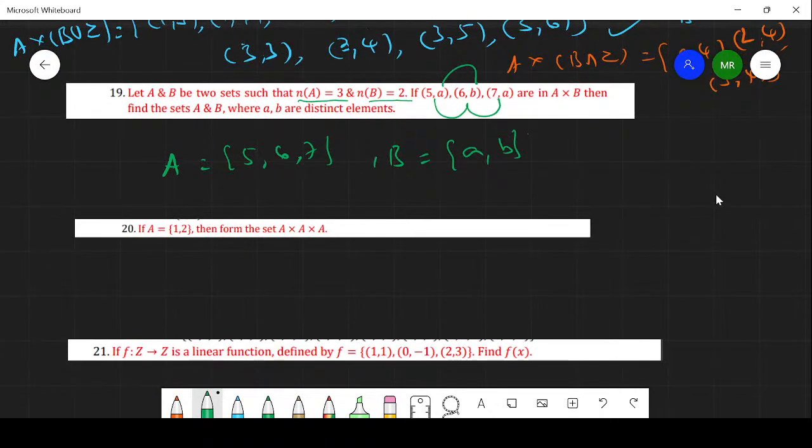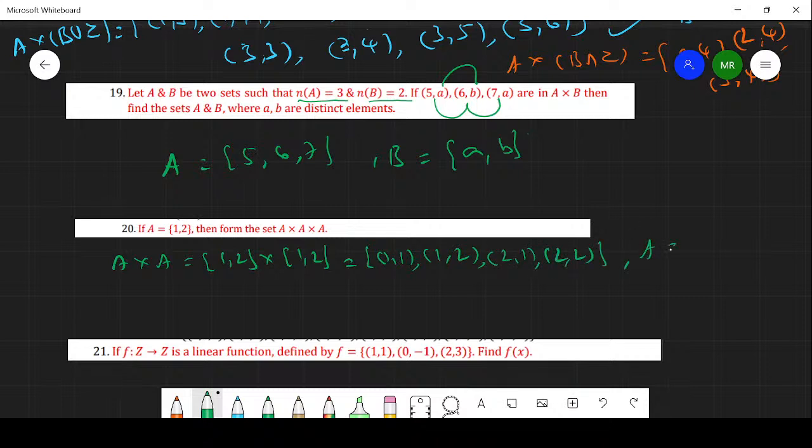Right. 28. If A is equal to the set {1, 2}, then find A cross A cross A, the triplet. When they are asking for the triplet, first I will write A cross A. So A means the set {1, 2}. The Cartesian product of {1, 2} with itself: you complete this, you will write (1, 1), (1, 2), (2, 1), (2, 2). Like this I can find.